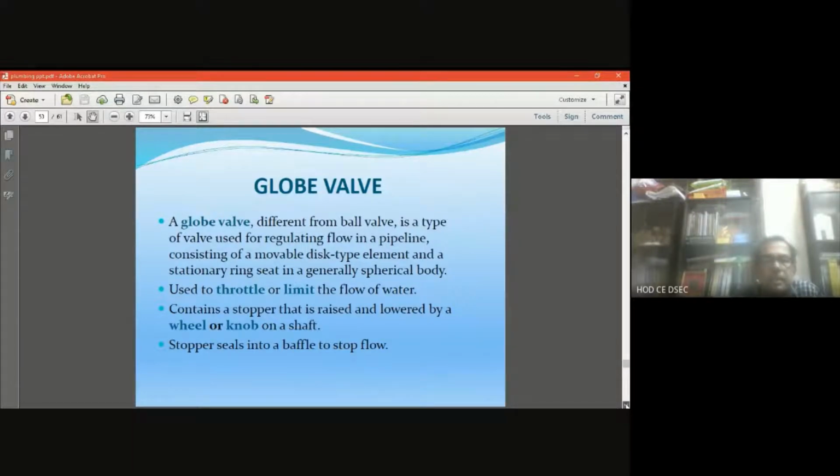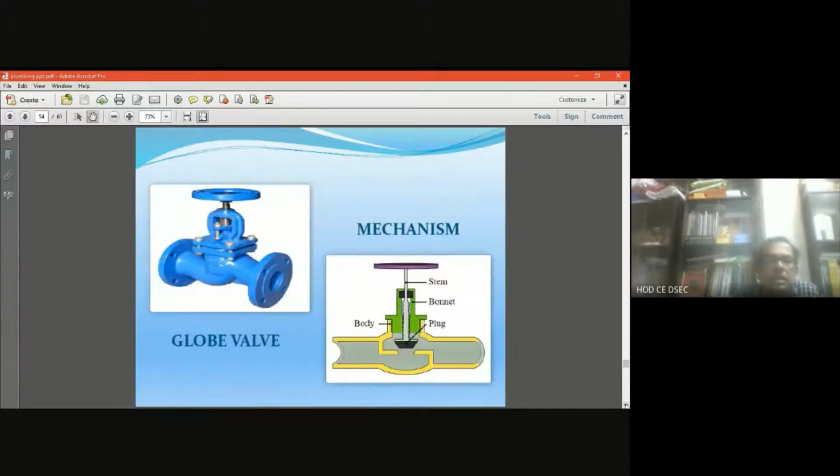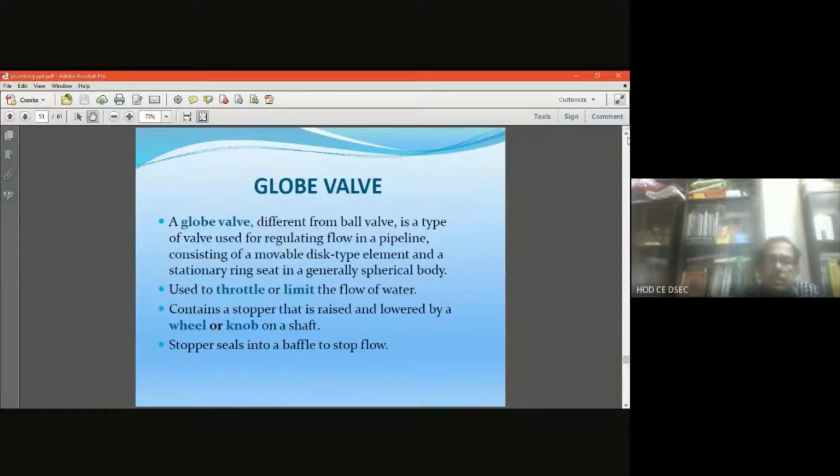You can see here the stopper can be raised or lowered by operating the wheel lever system. The stopper can be either lowered or raised, so that mechanism is done in a shaft system. Here you can see the longitudinal section. The stopper seals into a baffle to stop the flow. It is basically operating on a shaft, that shaft I have shown you in the figure.